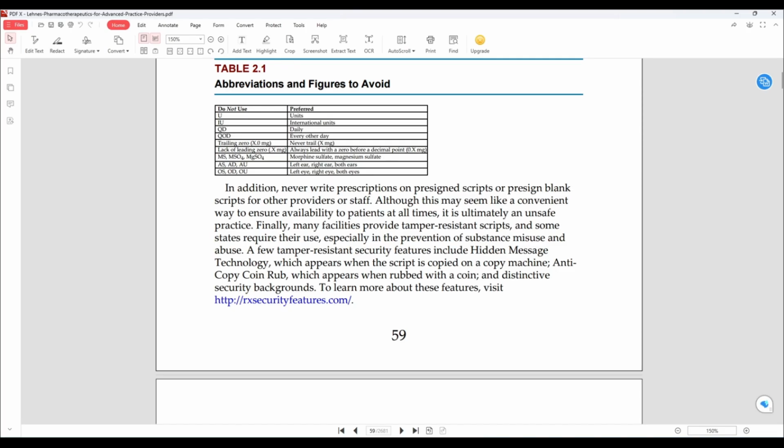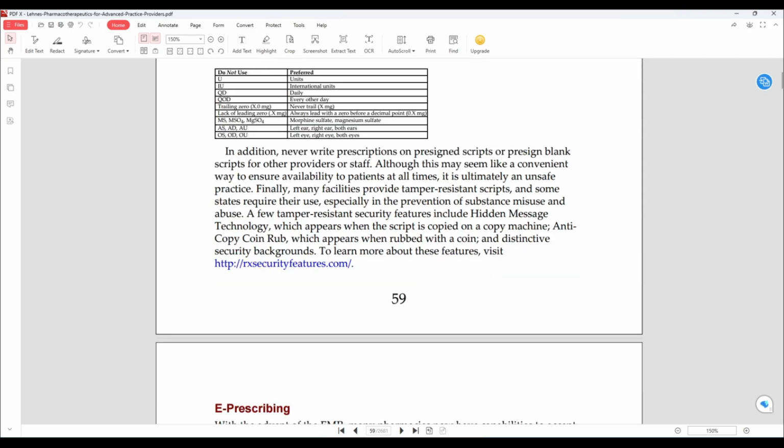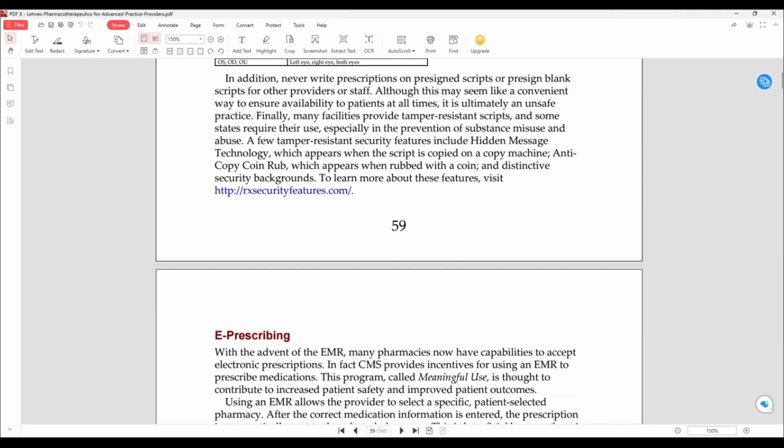Finally, many facilities provide tamper-resistant scripts, or some states require their use, especially in the prevention of substance misuse and abuse. A few tamper-resistant security features include hidden message technology, which appears when the script is copied on a copy machine, anti-copy coin rub, which appears when rubbed with a coin, and distinctive security backgrounds. To learn more about these features, you can always take a look at the following website, and I'll leave that up for just a moment.